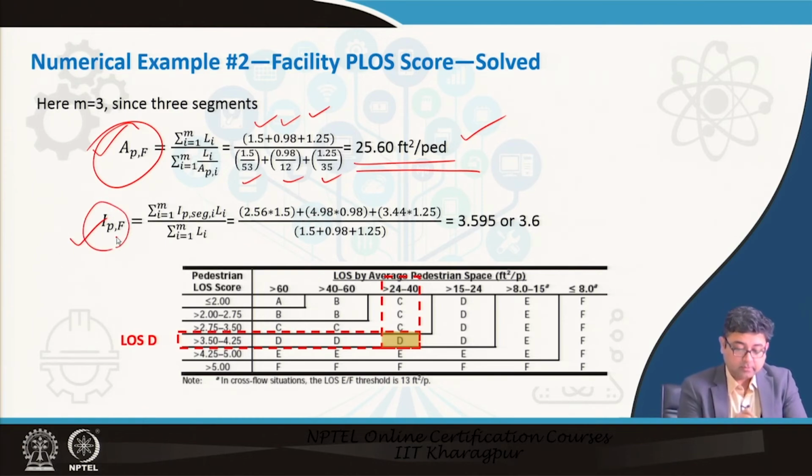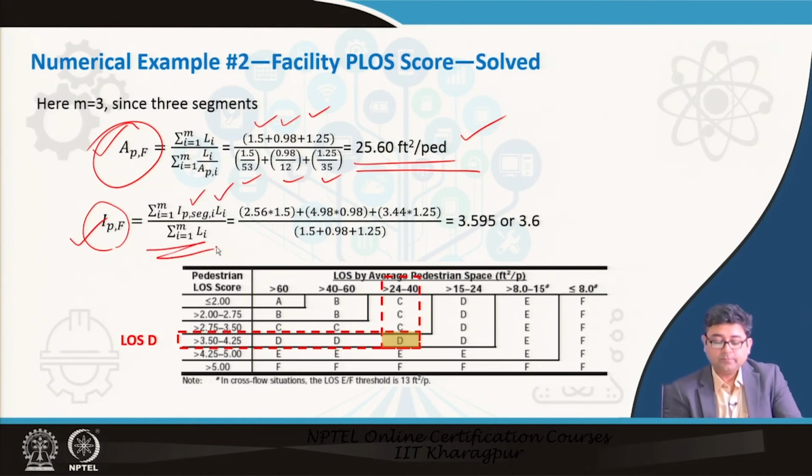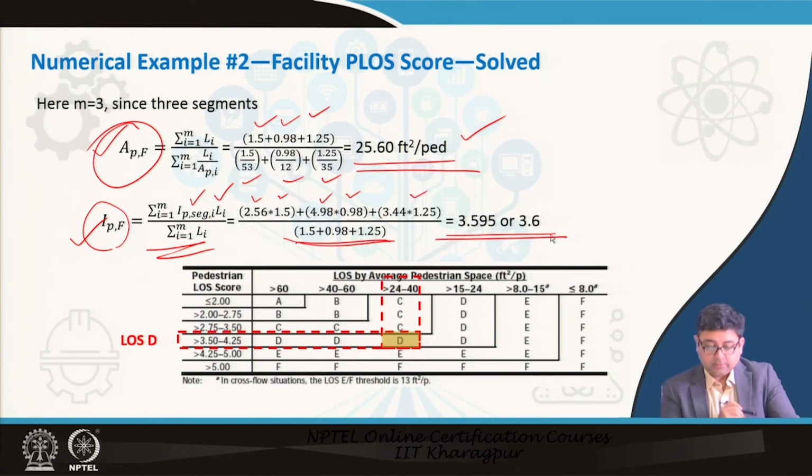In order to calculate the pedestrian level of service score for the entire facility, you have to again just do a weighted average of the individual pedestrian level of service scores for the segments by their length, and divide it up by the individual lengths. So, if you know each of them and if you know each of the lengths, you will know that the pedestrian level of service for the entire facility is 3.59 or 3.6.